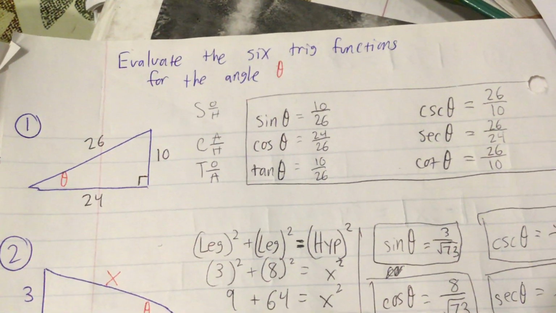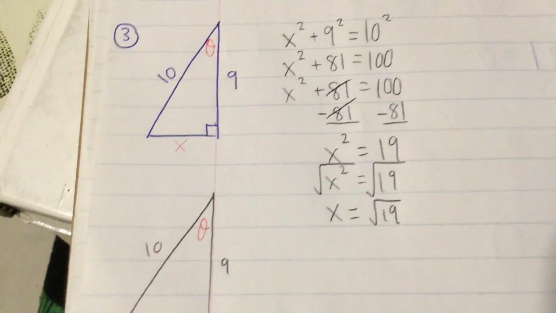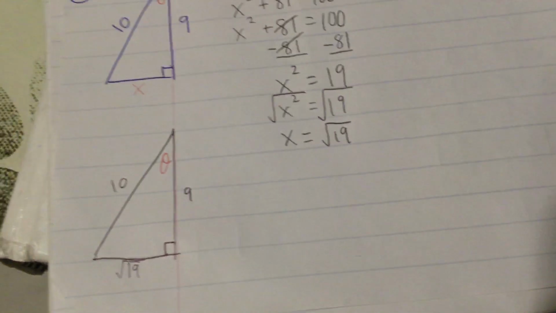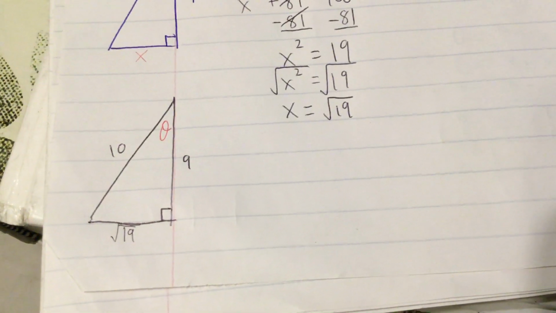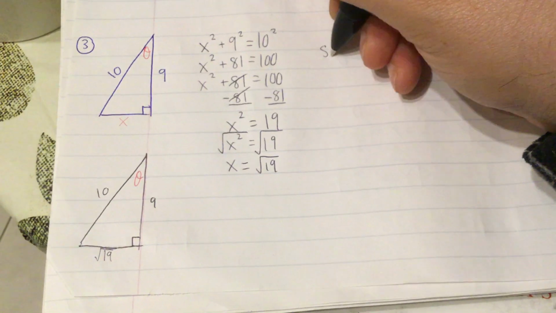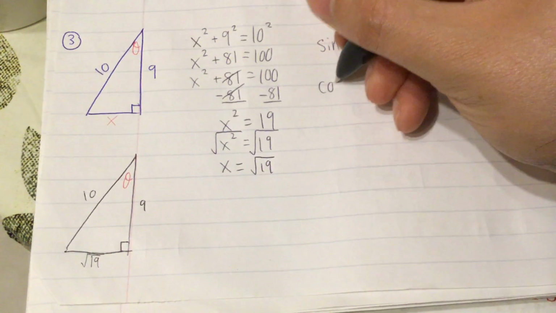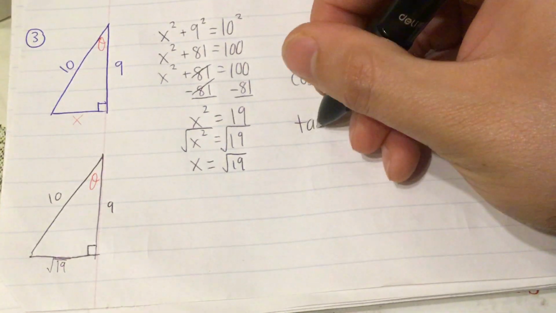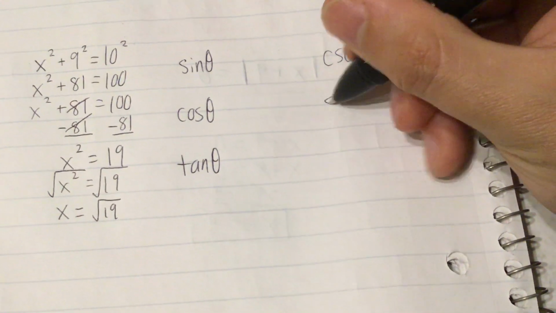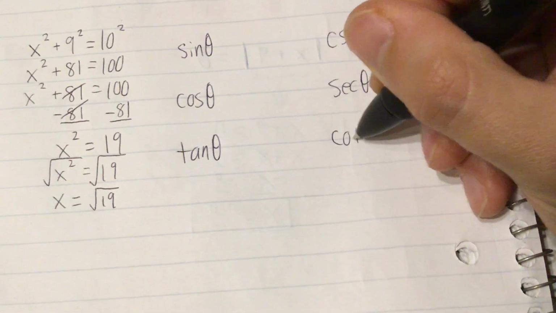But are those the directions of what I'm asking? No. So I'm going to look at this triangle. I'm just going to update it with the information. And I know that this part right here is the square root of 19. Now, can I do SOHCAHTOA? Oh, yes, I can. So I'm going to evaluate. I'm going to do sine, cosine, and tangent. And then I'm going to do cosecant, secant, and cotangent.